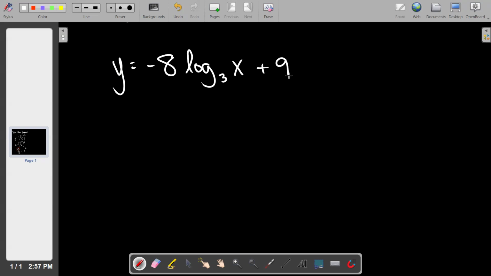And you can see that the argument of the log is just the x and that the plus 9 is not part of that, right? The lack of parentheses would clearly tell us that in this case.